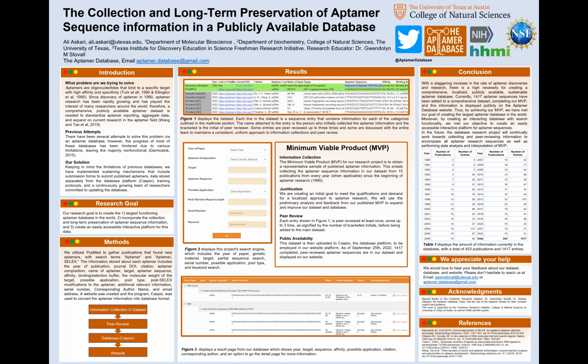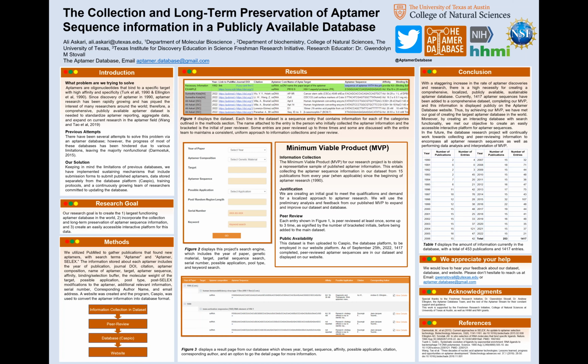Let's briefly talk about how we collect aptamer sequences. We utilize PubMed to gather publications that found aptamer sequences. After collecting the necessary information in our dataset, a reviewer would go over an aptamer sequence entry to confirm its accuracy. Then the dataset would be transferred to our database platform, which would be accessible via our website. In Figure 1, you see what an aptamer entry would look like in our dataset. Figure 2 is our search engine, and Figure 3 is our result page.